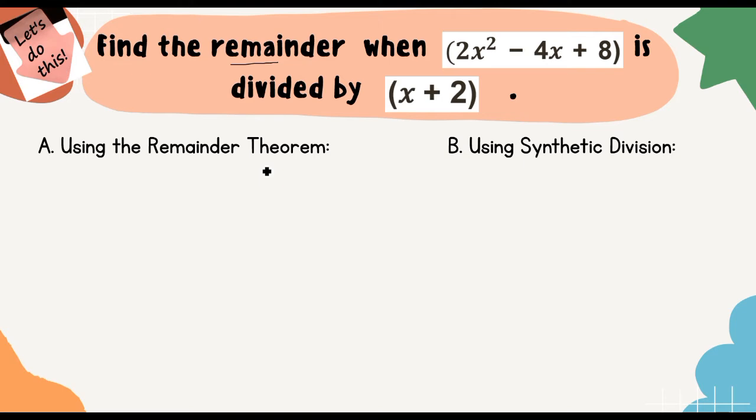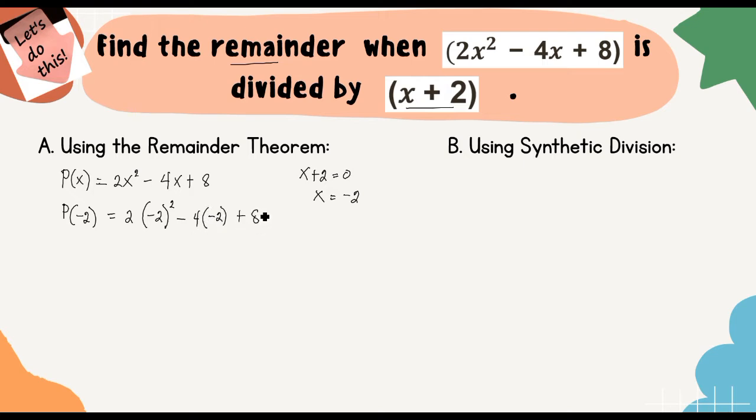So, paano po? Using the remainder theorem, we will have p of x is equal to 2x squared minus 4x plus 8. So, ano ang magiging value ng x natin? To get the value of x, equate natin yung x plus 2 to 0. So, x is equal to negative 2. Ngayon, ang p of c natin is p of negative 2. We have to substitute the value ng x natin which is negative 2. So, magiging 2 times negative 2 squared minus 4 times negative 2 plus 8.